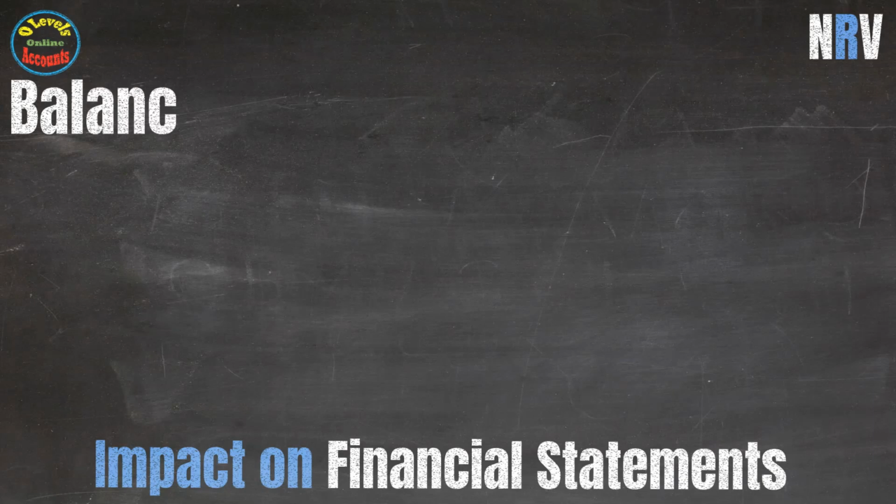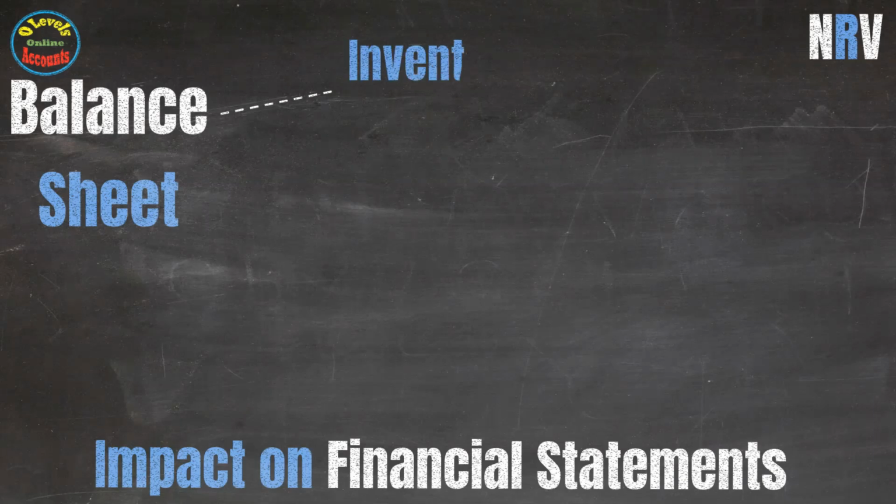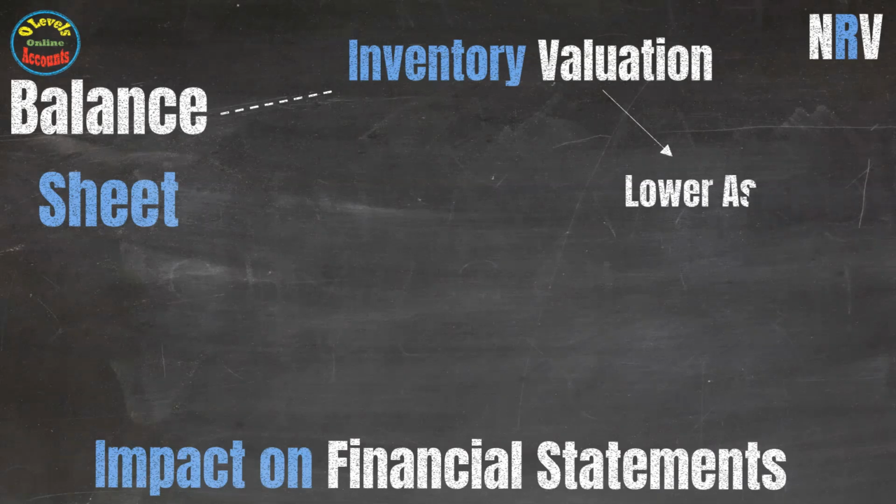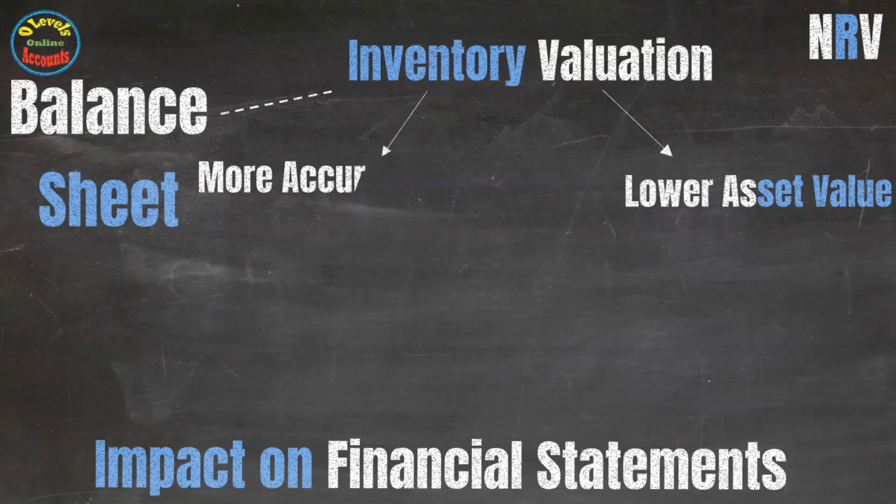First, on the balance sheet. In the balance sheet there are two items affected due to the NRV method of inventory valuation. The first item is inventory valuation. The first point is lower asset value. When the net realizable value of inventory is lower than its historical cost, the inventory is written down to its net realizable value. This results in a lower reported value for inventory on the balance sheet, reducing the total current assets.